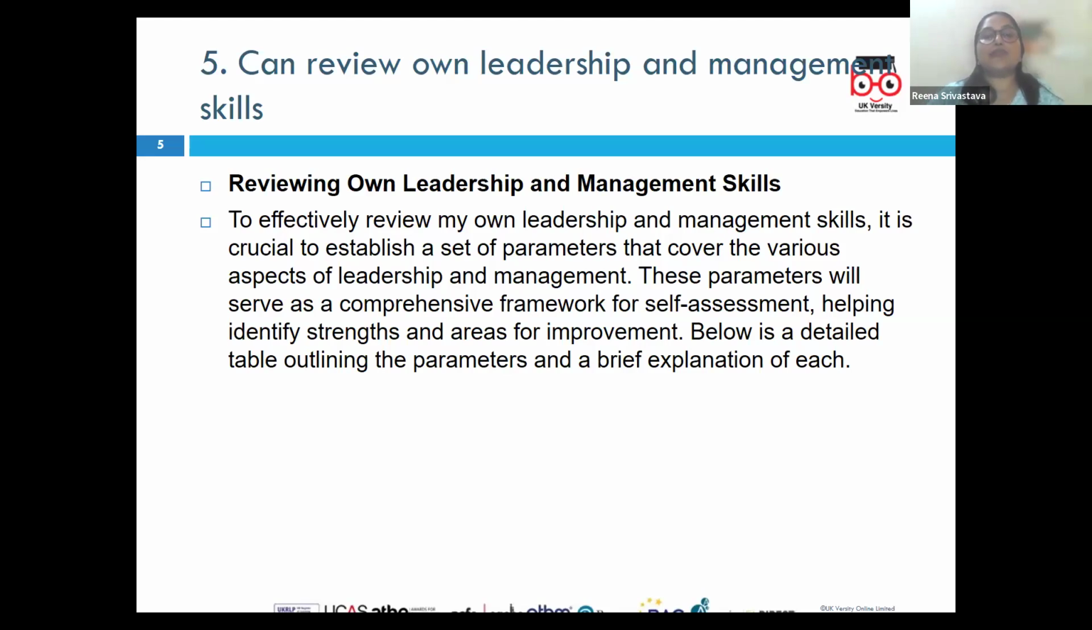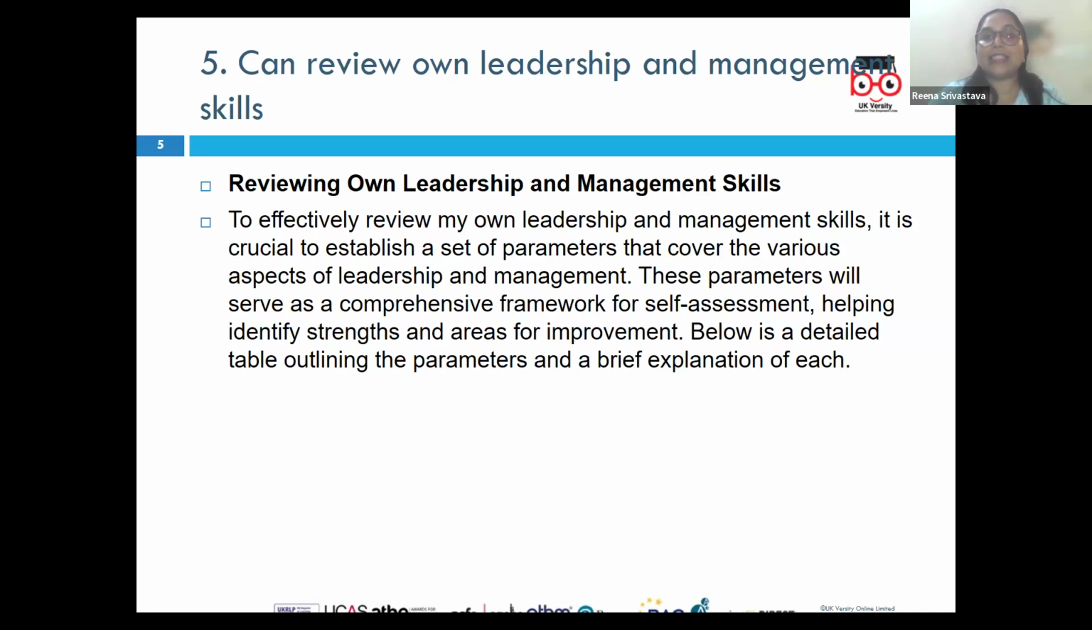Now, coming to LO5, we discussed before that reviewing your own leadership and management skills is a critical process for your own personal and professional growth. This process of self-assessment of abilities and behaviors will allow you to gain insights about yourself and how you can guide your team or how you can guide your development as a leader.